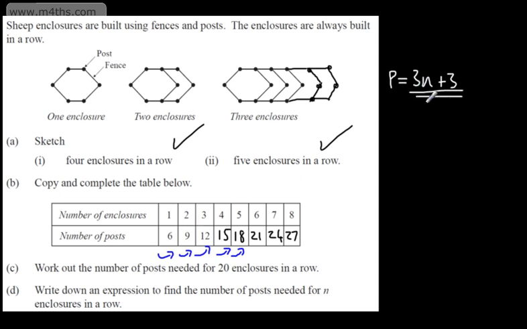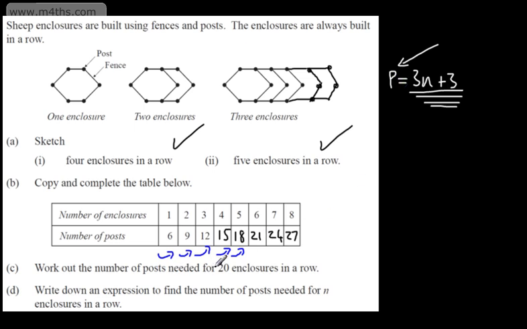This is the expression. 3n plus 3 is the expression, and I've turned it into an equation. So the number of posts is equal to 3n plus 3. All they're asking for is this part right here. That's the expression. It becomes an equation when I put the equal sign in.